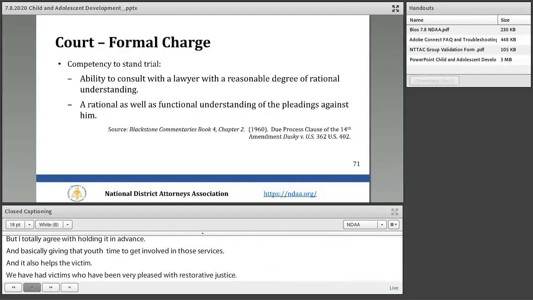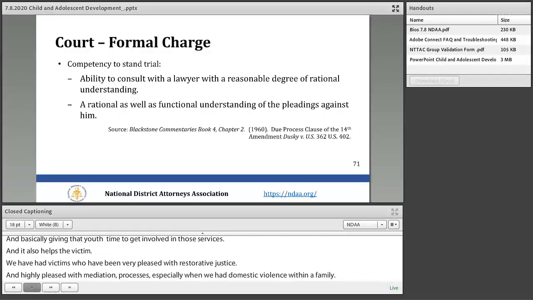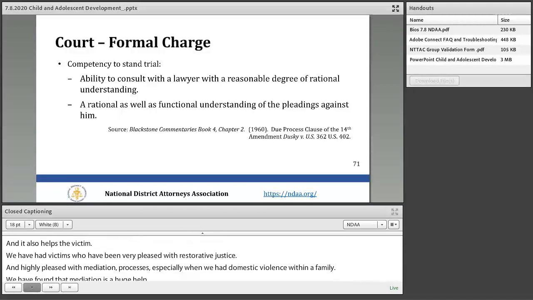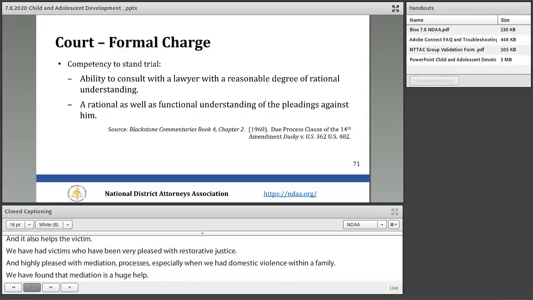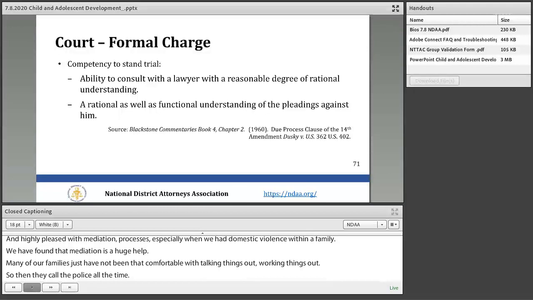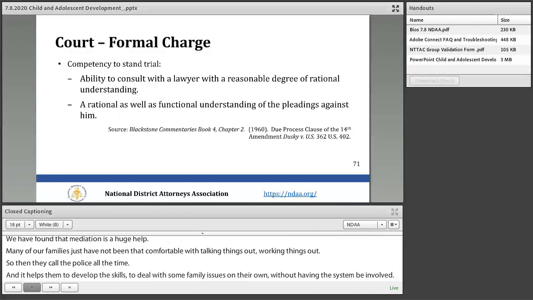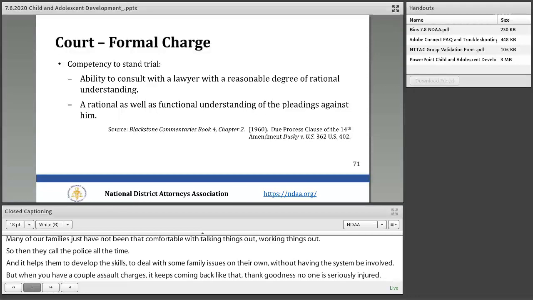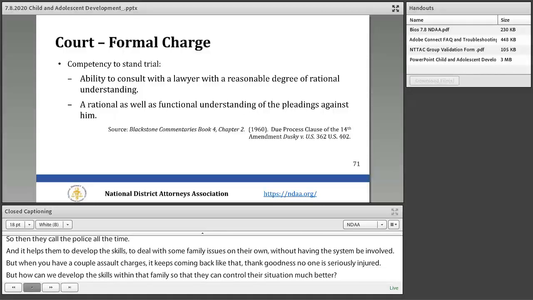Right. We have had victims that have been very pleased with restorative justice and highly pleased with mediation processes, especially when we've had domestic violence within a family. We have found that mediation is a huge help. Many of our families just haven't been that comfortable with talking things out, working things out, and so they would call the police all the time. And it helps them to develop those skills to deal with some family issues on their own without having the system be involved. But when you have a couple of assault charges and it keeps coming back like that, thank goodness no one's being seriously injured, but how can we develop the skills within that family so that they can control their situation much better? So I agree with you completely.